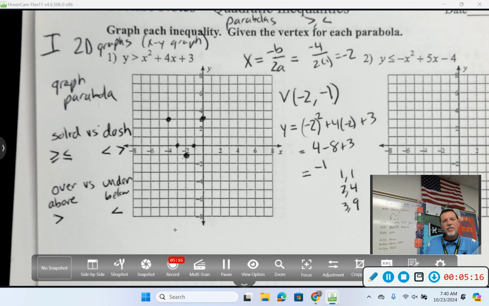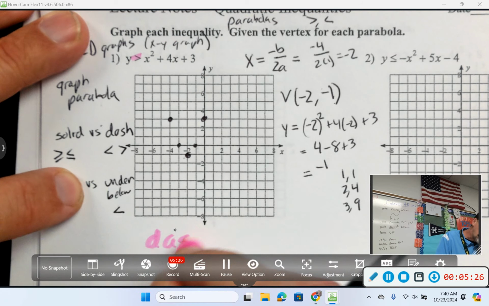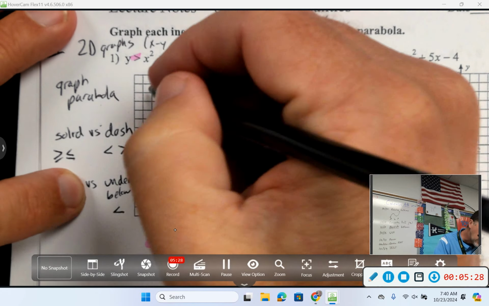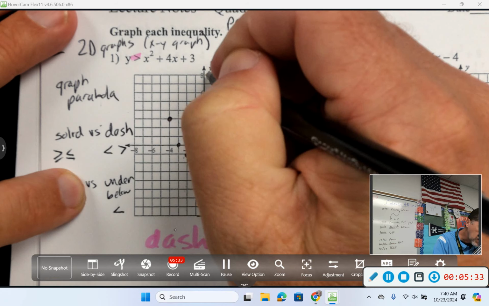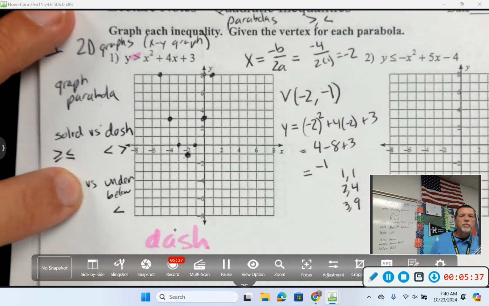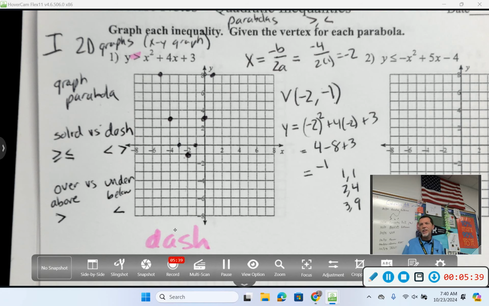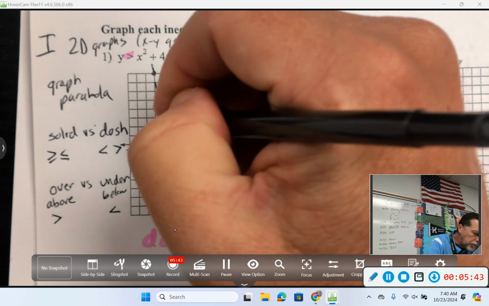And then before I sketch that in, I need to be careful. Is this a solid or a dashed one? Dashed. It's dashed. So I could have done 3, 9, I guess. That would put me at... So I don't know. I feel like it's always tricky enough to draw a nice parabola. Now you have to draw a nice parabola dashed.